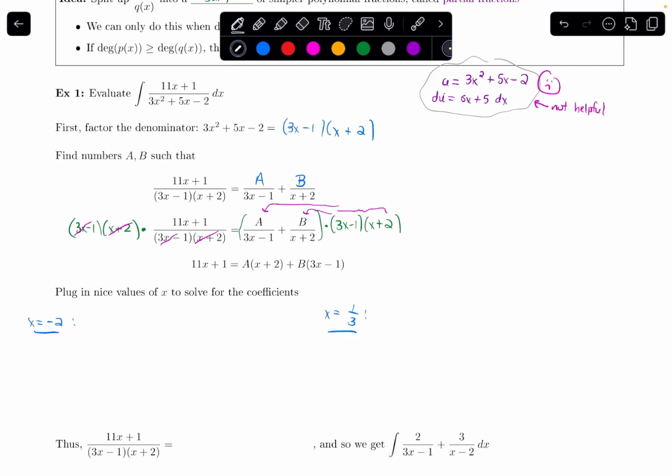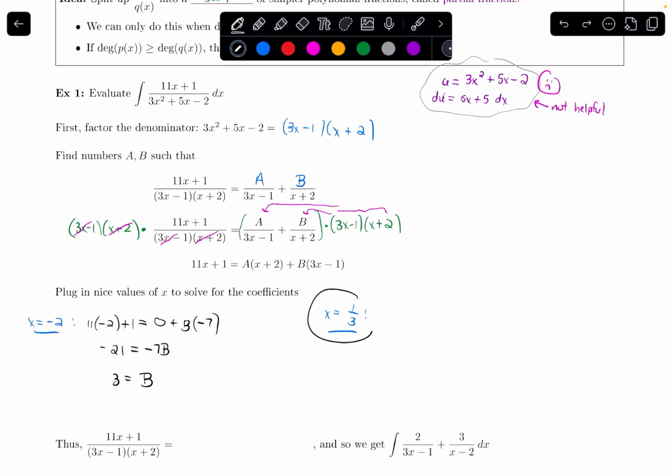All right, if I plug in -2 on the left, I get 11 times -2 plus 1. And then that'll equal this first part becomes 0, and then plus b times -7. All right, on the left-hand side, that simplifies to -21 equals -7b on the right. So then dividing by -7, we get that 3 equals b. All right, nice. So I know what b is.